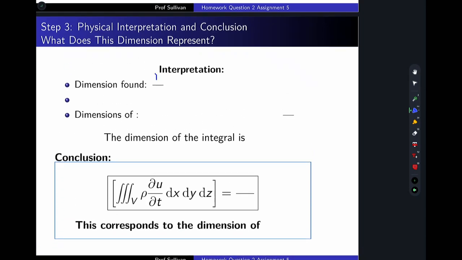So again, ML over T squared, and the dimensions of force. And so this integral is a force. So it's mass times acceleration, which you were used to. And then if you put it up and calculate it out, I guess I can rewrite this a few times and repeat that. Okay, any questions on this one?